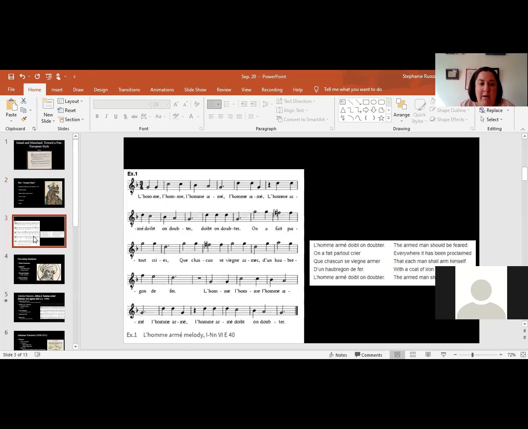Well, it's not so much why, but how does this matrix of meanings get used? Well, here's the source tune, and you can see the melody here. It's this very energetic first leap, and then it kind of falls back on you. Here's the text of it.